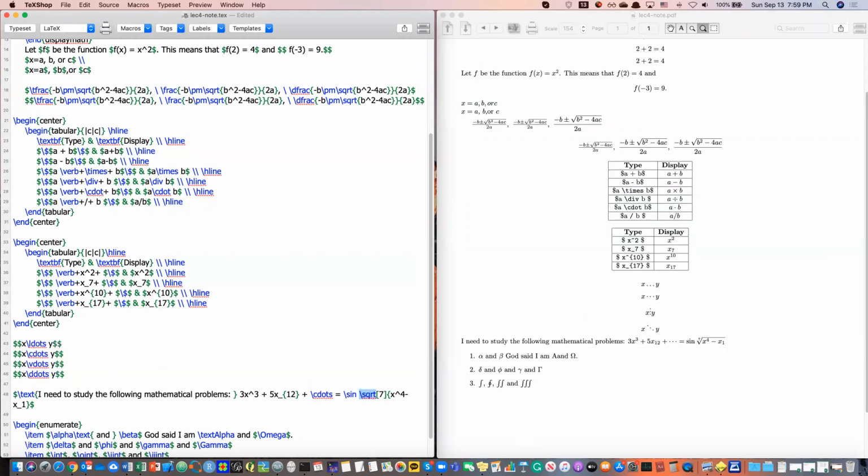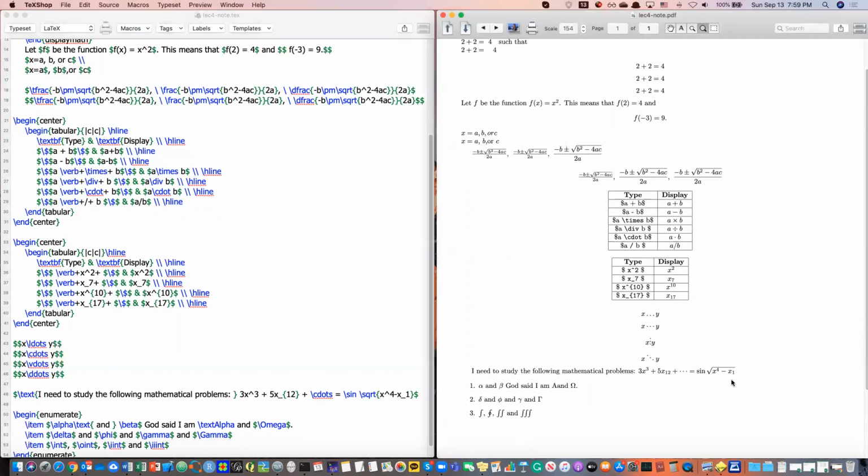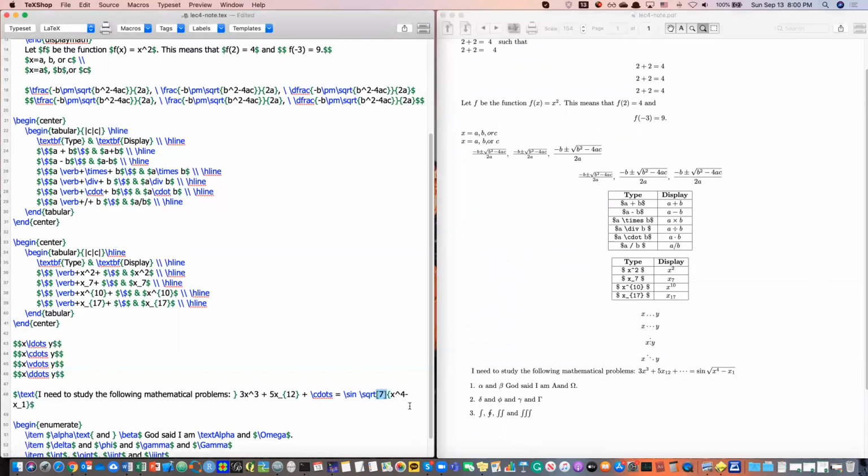That is the command of square root, and then the bracket 7 is what determines the power of the root. But if you just want the square root, then you don't have to write the bracket and 7. You can just delete this, and you will get simply the square root. But if you need to express the nth root, then you have to put the bracket and 7. And the x to the fourth minus x minus 1 is the algebra expression under the square root.